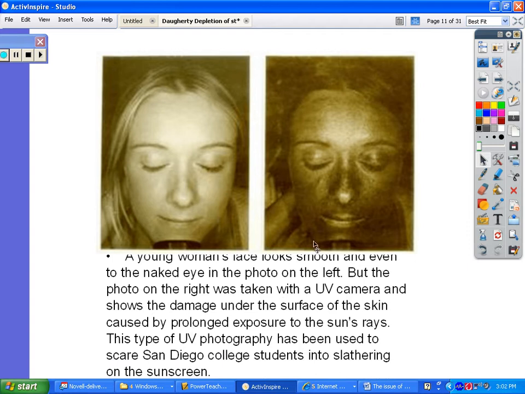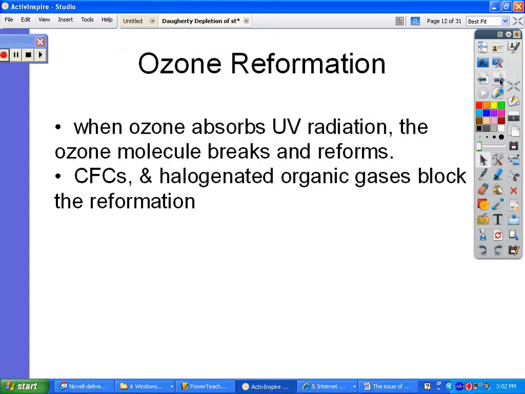Okay, this is the type of damage that would happen due to prolonged exposure to the sun's rays, and this type of UV photography is used to help scare some students into actually putting on sunscreen. And that's one thing that all young people have to go through as they get older. I've always been a fan of laying out in the sun, even going to the tanning beds, and as I've gotten older, I've realized it's just not worth it, especially with skin cancer being so deadly. Okay, and this is all stuff that we've already talked about before, so I'm going to go on.